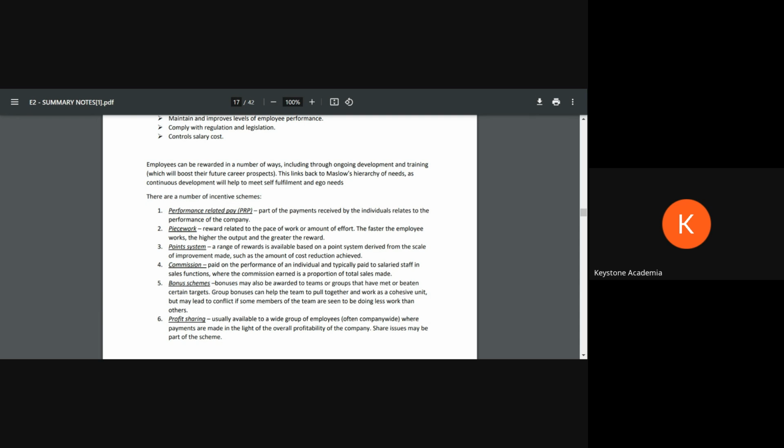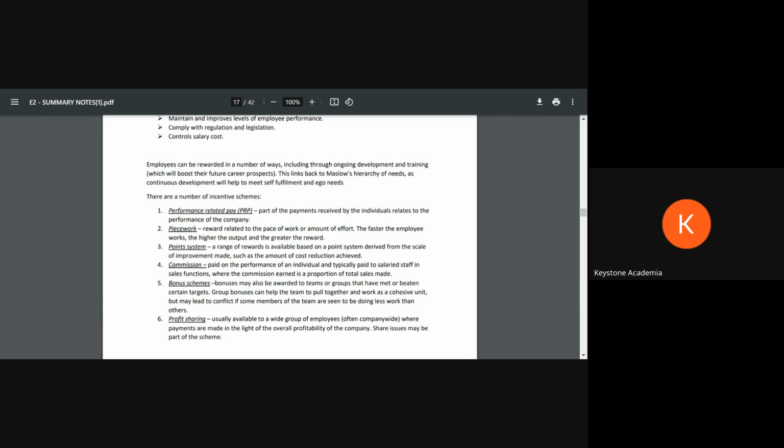Now, the next one is commission. This is like earning a percentage of the value of each sale you make. It's typically found in sales-related roles, where a portion of each sale goes to the salesperson because they sold it.